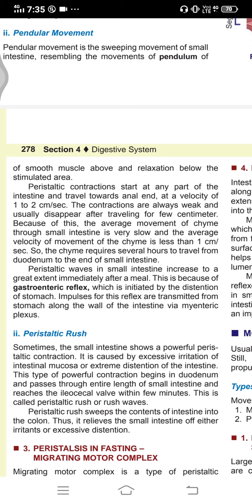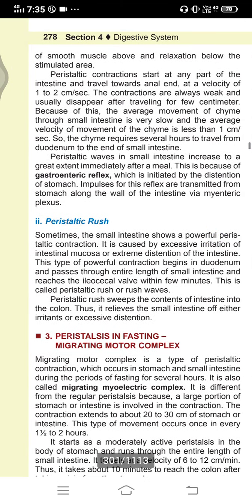Peristaltic waves in the small intestine increase to a great extent immediately after a meal. This is because of the gastroenteric reflex, which is initiated by the distension of stomach. Impulses from this reflex are transmitted from stomach along the walls of the intestine through the myenteric plexus.